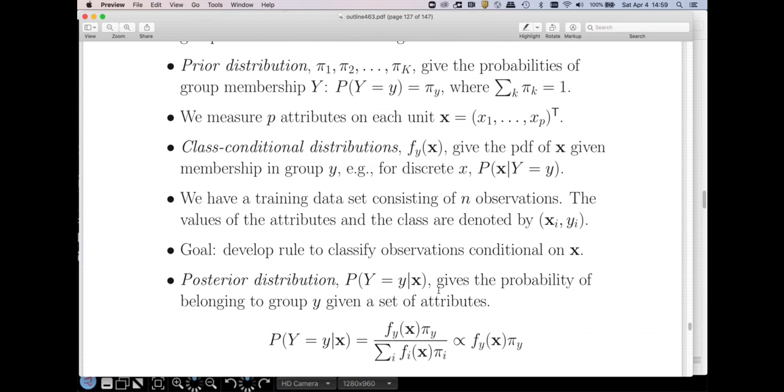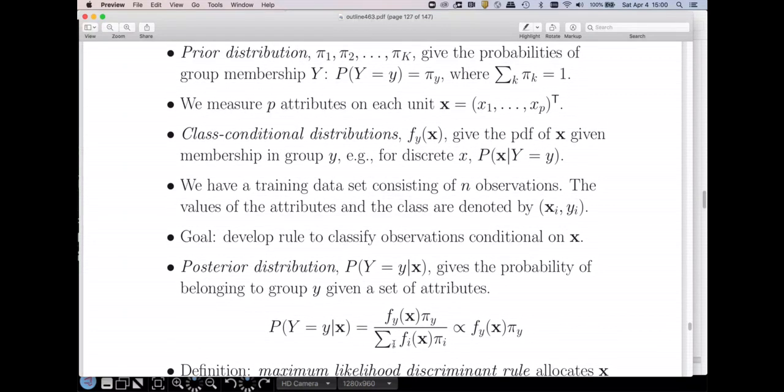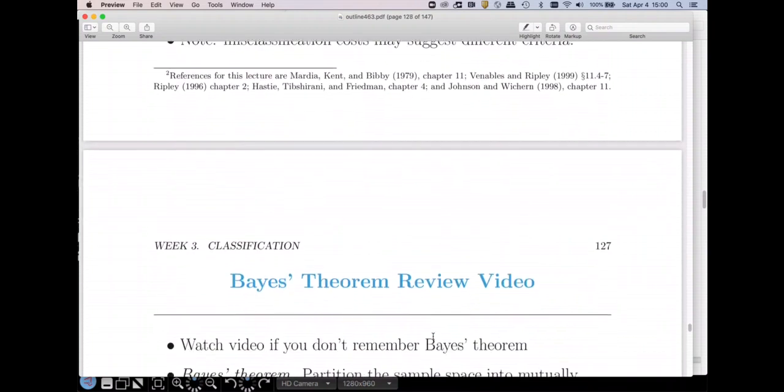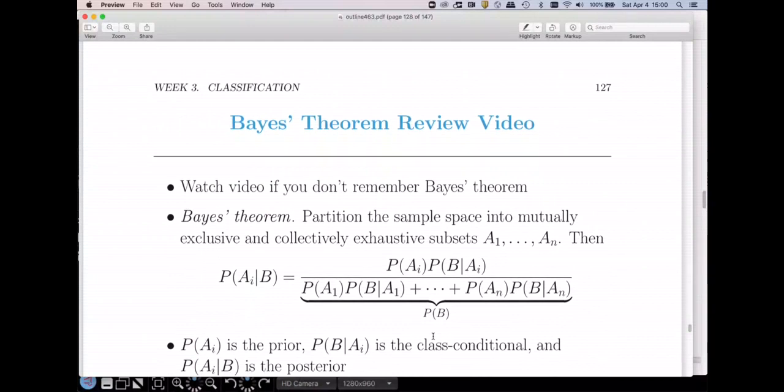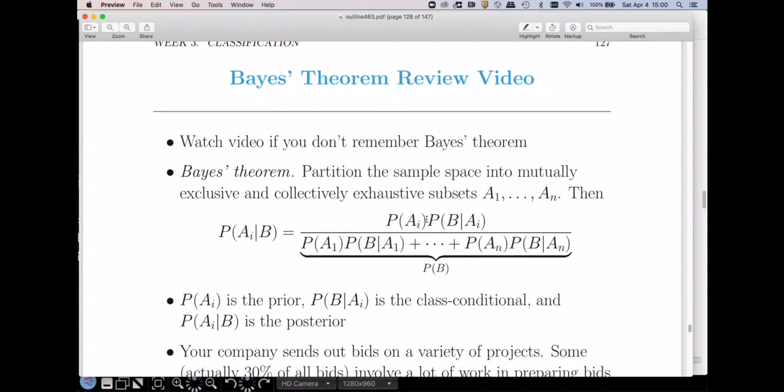Well, where does the posterior distribution come from? The answer is it comes from Bayes' theorem. So we can write the posterior distribution as a function of the class-conditional distributions and the prior distributions. Now, if you don't remember Bayes' theorem, I have a separate video that you can watch at your leisure that covers Bayes' theorem for discrete random variables in the way that you probably saw it back in your first probability course.